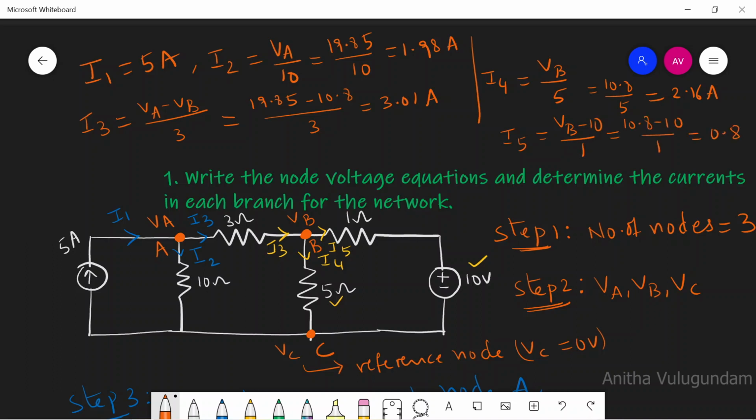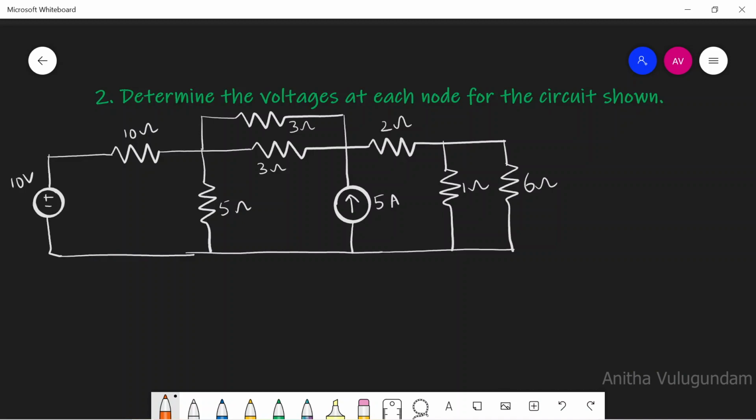to 0.8 amps. This is how, using nodal analysis, we can find node voltage equations and we can determine the currents in each and every branch. Let's solve the next problem. Determine the voltages at each node for the circuit shown.